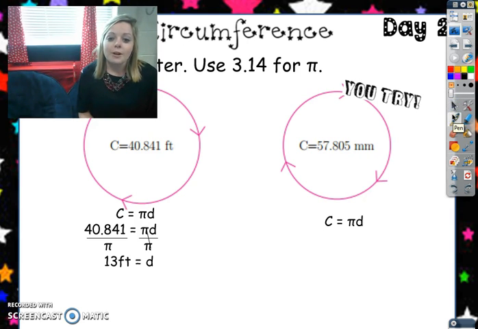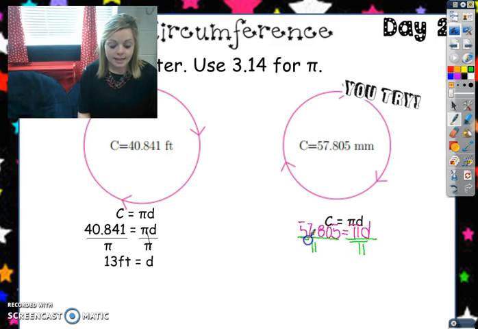Okay, so we're going to start where C is given. The circumference is 57.805, and our formula is listed as well. So 57.805 is going to equal pi times the diameter. Let's go ahead and write in 3.14 or pi, whichever way you want to, for our equation. The next step is we're going to divide by pi on both sides to solve for D.